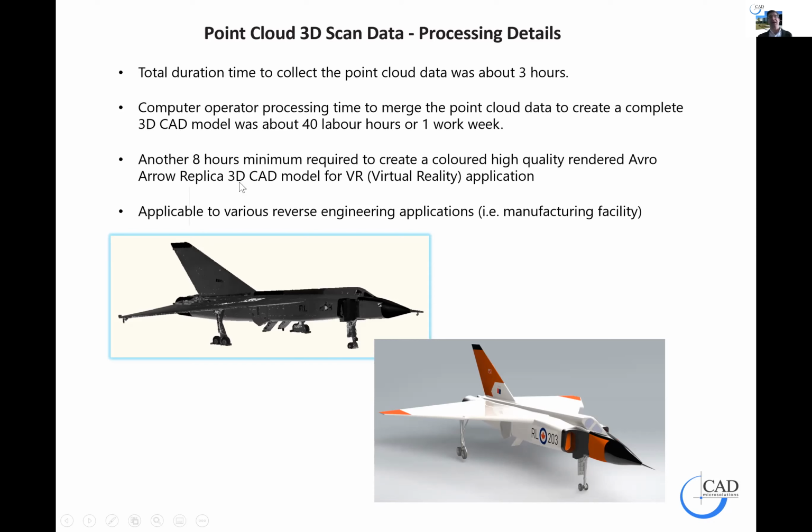And then once that 3D CAD model is created, that 3D model you see is actually in the picture on the bottom left. It looks kind of like a black and white picture, so to speak. Then the actual rendered Avro Arrow replica you see in the bottom right has all the colors, all the decals and all the finishing touches to make it look like a true model. That part is much faster.